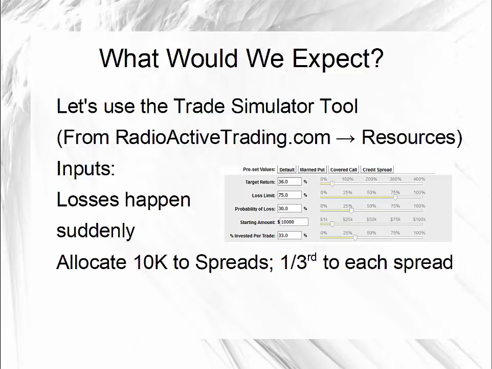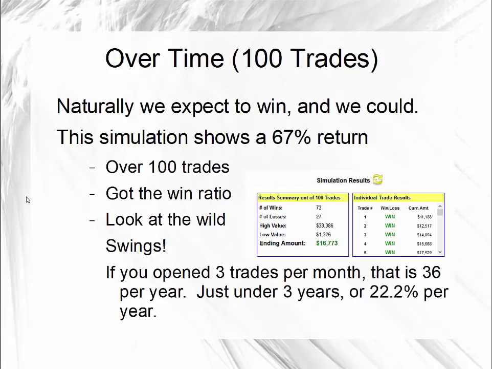Simulating, if I took $10,000 allocated to spreads, taking the top three, I divest the money into a third for each position. All right, what would we expect? Naturally, we expect to win, and we could. This simulation shows the return over 100 trades. Flip a coin 100 times. Heads, we make 36%. Tails, we lose the 75% of that investment into the spread.